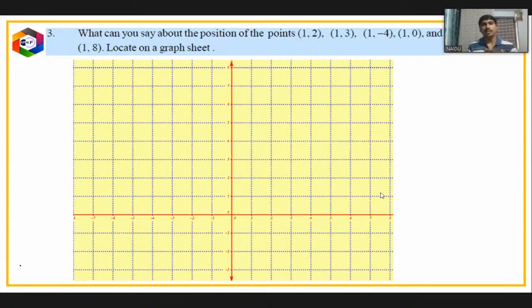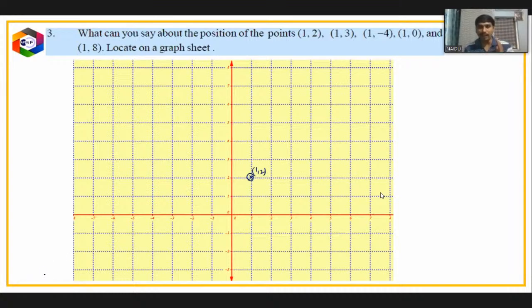Children, a few more questions are left. What can you say about the position of the points, and locate them on the graph? As we know the location only, (1, 2), (1, 3). As I have given a small work for you already, the first question is locating the points on the graph sheet, and here also the same. (1, 2): 1 unit towards the positive x direction and 2 units towards the positive y-axis. So this point will be (1, 2). Likewise, you can plot on the graph sheet. We only have to locate the points. Where will (1, 2) be, where will (1, 3) be? I think you all are able to do this also.